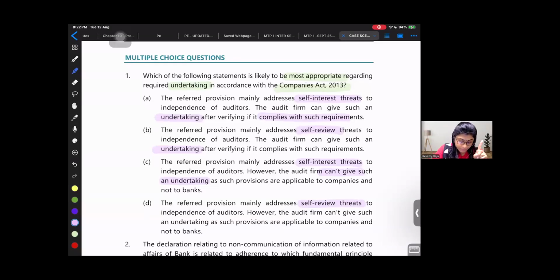So it's not self-review. Can I give an undertaking like this? Answer is yes. So which is the correct option out of this? Anyway, B and D are ruled out. Answer is A. Are you clear? So this is relating to the bank audit chapter, audit process. So can we go to the next question?